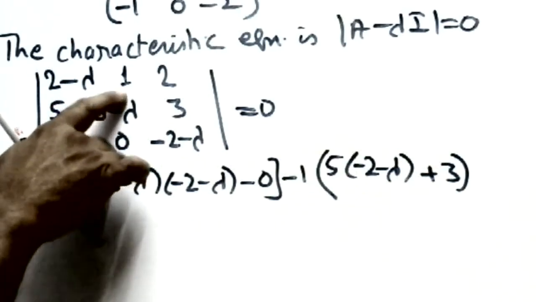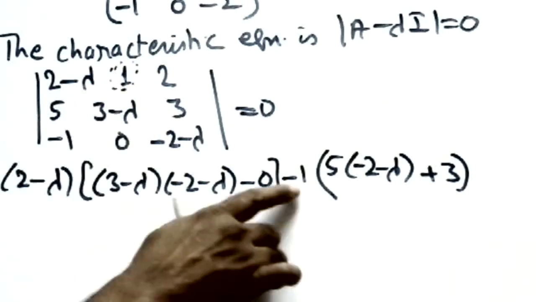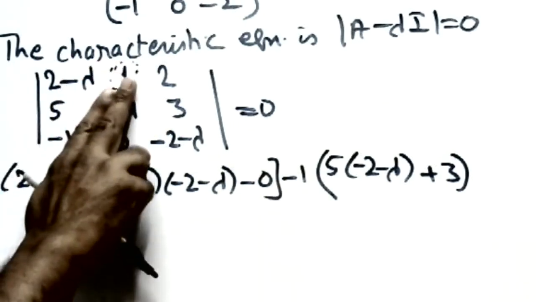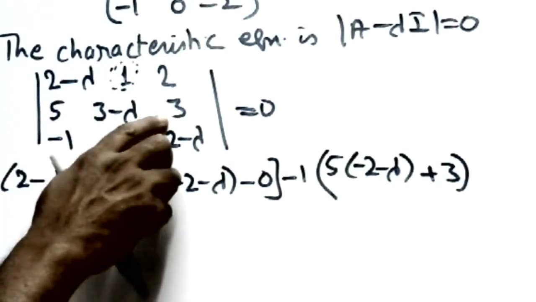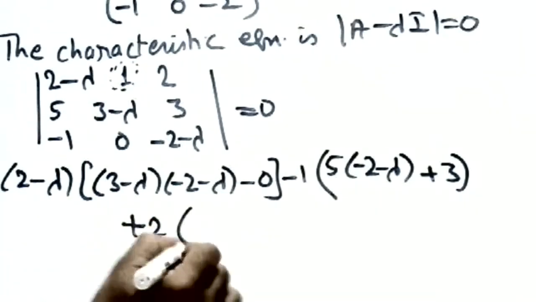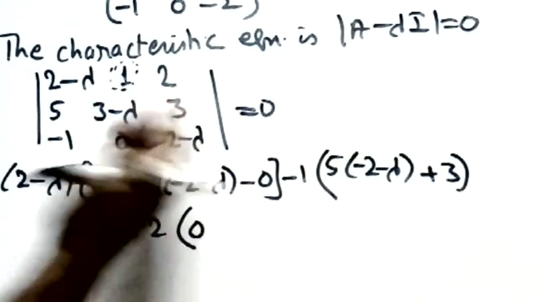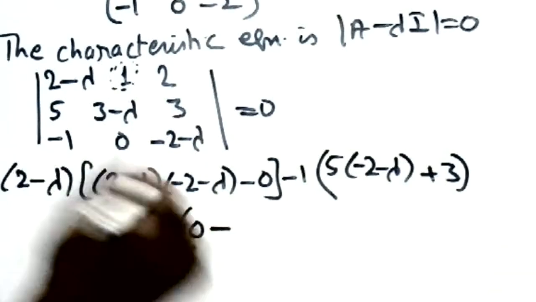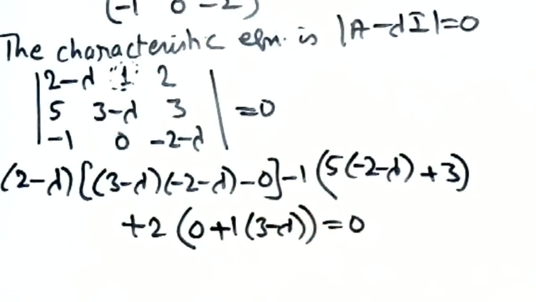Again watch, you have to change the sign of this. Always change the sign of the middle term. This is plus 1, so write minus 1. You hide this column: 5 into minus 2 minus lambda, minus into minus is plus 3. Now plus 2 into, now you write this one, 0 into 5 is 0, you hide this, minus of minus is plus 1 into 3 minus lambda equals 0.